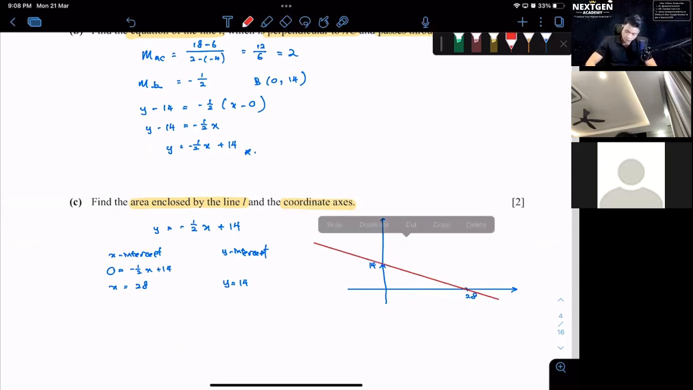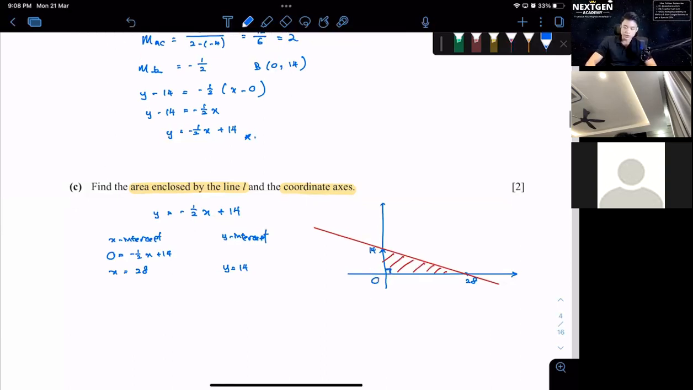And then we want to find the area, so it means here. Since it's a nice right angle triangle, I can just use half times base times height. Which is half times 28 times 14, which you will get 196. All right.